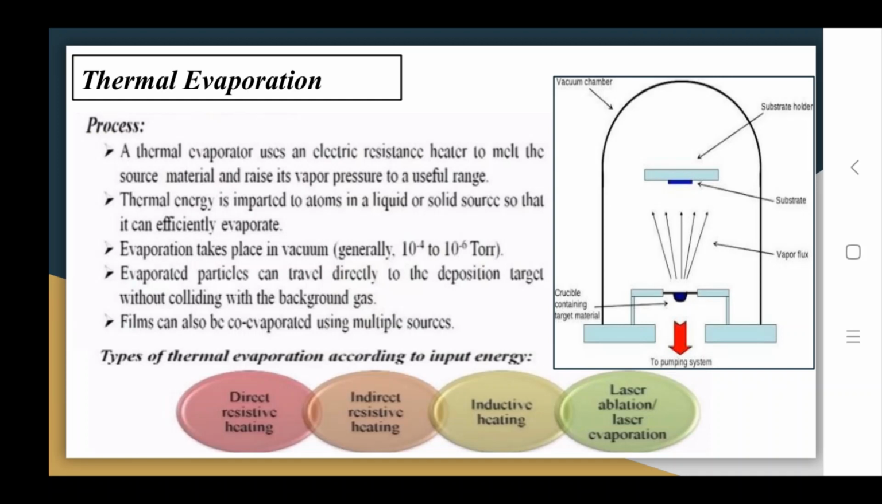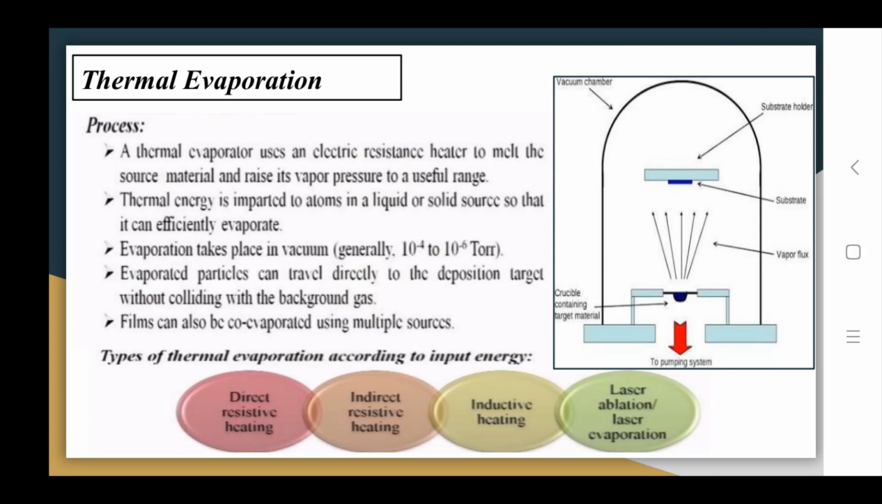Thermal evaporation uses an electric resistance heater to heat the source material and raise its vapor pressure to a useful range. So sometimes we use certain kinds of heating elements, or a heating coil, which gives a thermal environment by which your source goes into the vapor form, and that vapor deposits onto your substrate, whether metal, ceramics, or polymers.